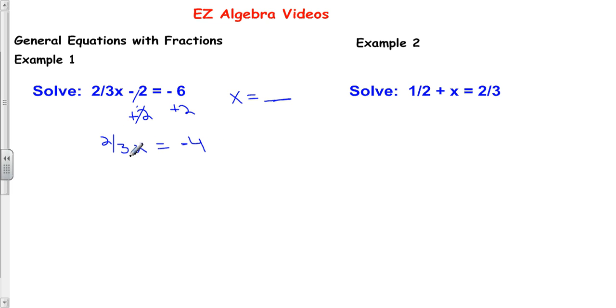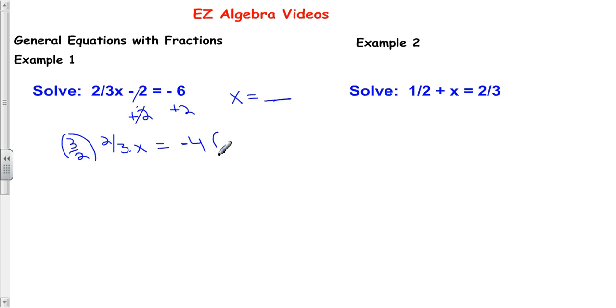Because x has been multiplied by 2/3, we need to isolate x. So we have to eliminate this 2/3. The easiest way to isolate x and get rid of the fraction as the coefficient is to multiply both sides by the inverse, or the fraction flipped over. For 2/3, we take the 3 and put it on the top, 2 on the bottom. That gives us 3/2, and we're going to multiply that by 2/3.